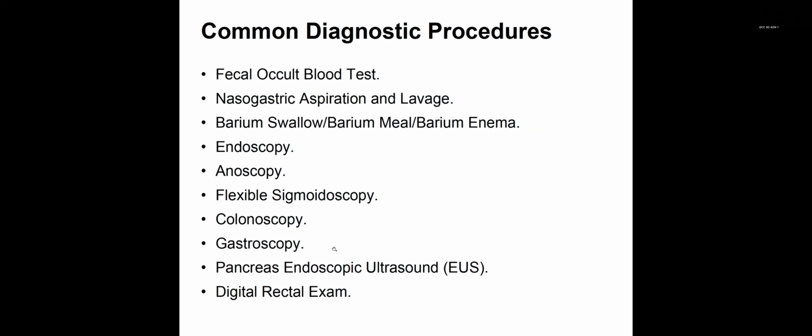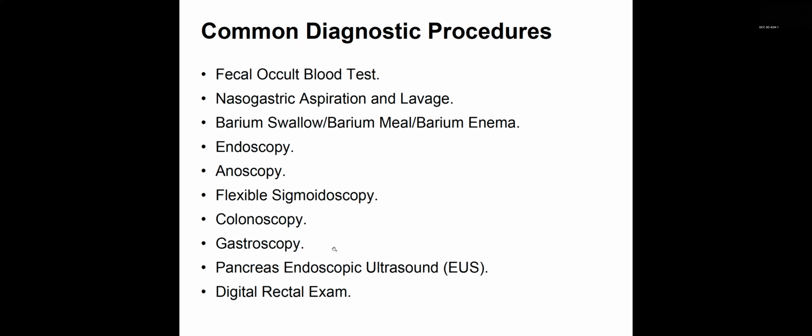Next, let's focus on some procedures and pharmacology of the digestive system. So here I have common diagnostic procedures that are used to test for gastroesophageal diseases, right? So fecal occult blood tests, so basically just looking for blood in the stool, to look for some kind of GI bleeding or colorectal cancer.